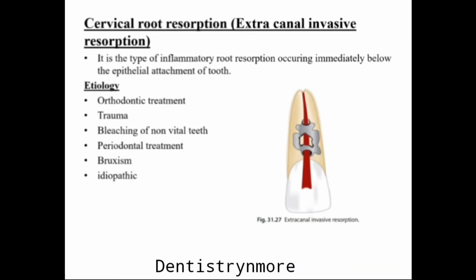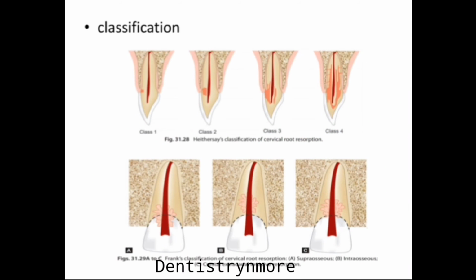Now we are moving to cervical root resorption, or extracanal invasive resorption. It is a type of inflammatory root resorption that occurs immediately below the epithelial attachment of the tooth. Some of the etiologies are orthodontic treatment, trauma, bleaching of non-vital teeth, bruxism, periodontal treatment, etc. These are the classification.